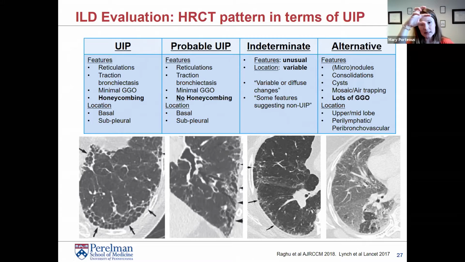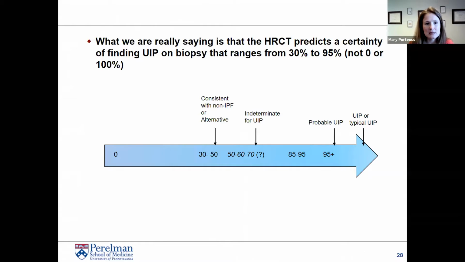If they have an upper or mid lung zone, if they are perilymphatic or peribronchovascular. And again, what we're saying is the high-res CT predicts a certainty of finding UIP on a biopsy that ranges anywhere between 30 and 95%. So if you have a probable UIP pattern on a CAT scan, then the likelihood of potentially finding a UIP on biopsy is going to be about 95%.